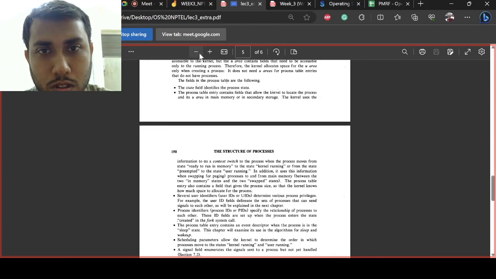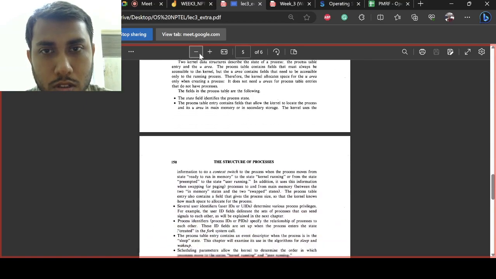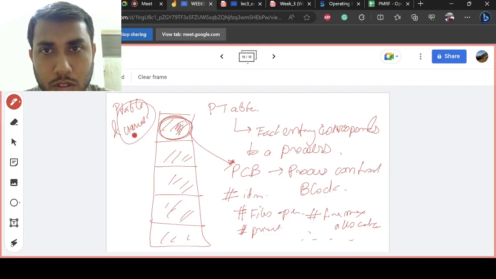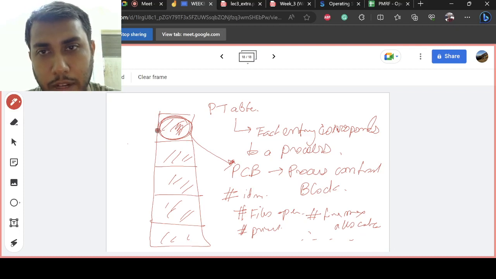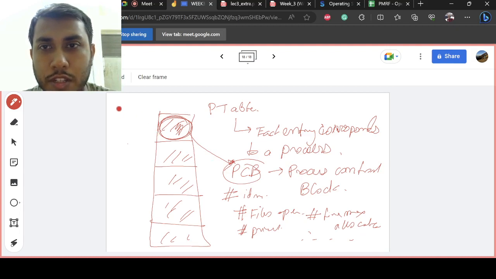So this is your state diagram, right? One minute. So this part you understand, right? What is a P table and what is a PCB? So your question is where does this heap lie, right?